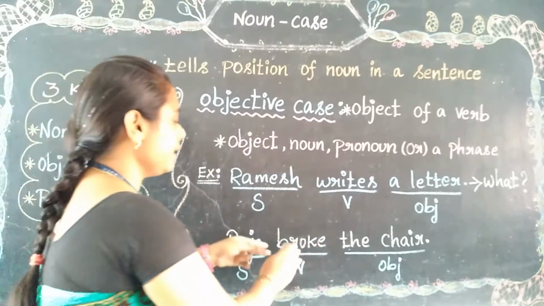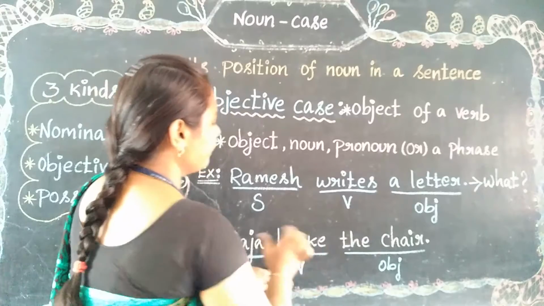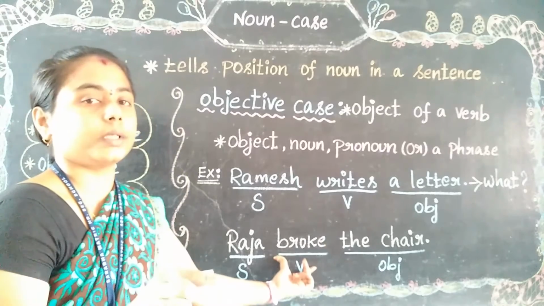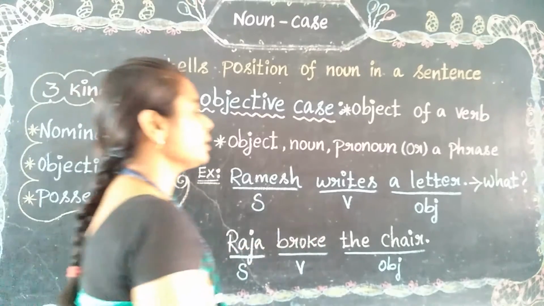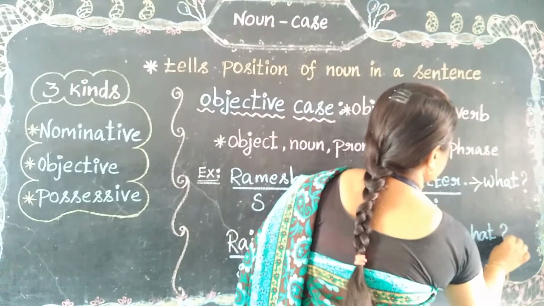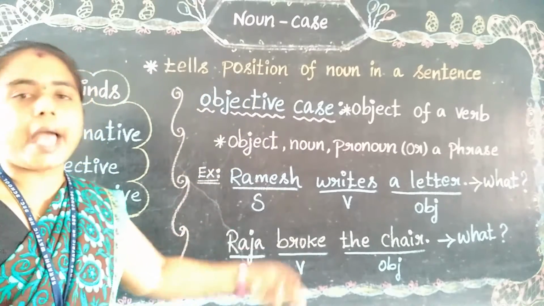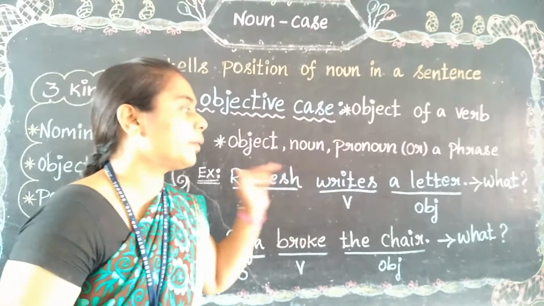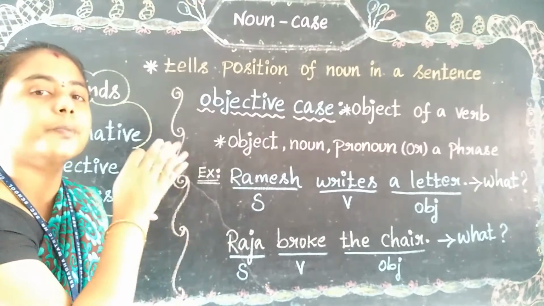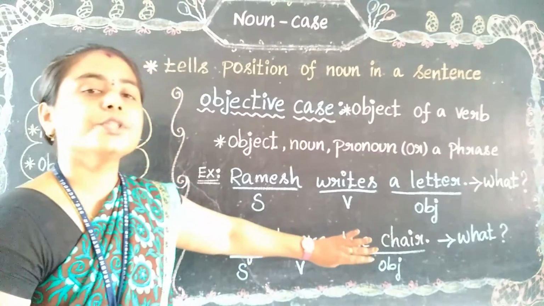So in the sentence, see here. That is the object of your verb. So Raja broke the chair. What did he break? He broke the chair. See, here also it is referring to what? So what did he break? The chair. Anyhow it is raising a question with what. At the end of the sentence, the object will always perform. That is the objective case.